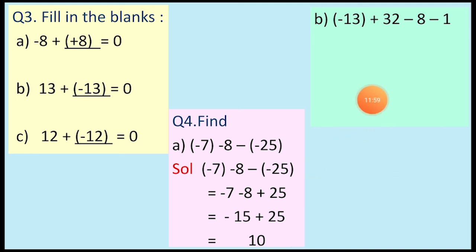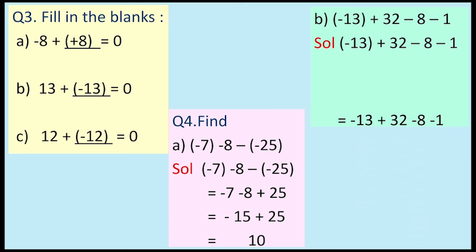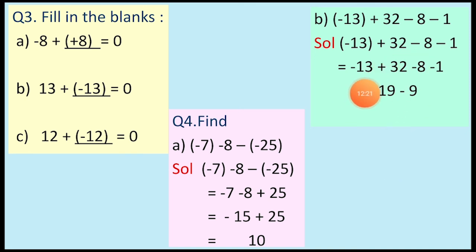Here again minus 13 plus 32 minus 8 minus 1. So let's see how to solve this question. Again we'll bring all the integers out from the bracket. So first of all minus 13 taken out from the bracket, then plus 32 minus 8 and minus 1. Okay, now let's solve them by taking two integers together. So minus 13 plus 32. One negative and one positive integer, so we'll subtract them. By doing so we'll get 19 and it will take the sign of the bigger integer. It was 32, so 19 will be with a positive sign.